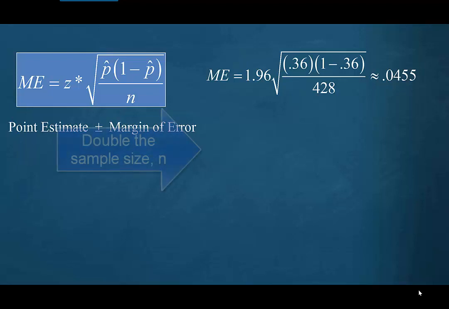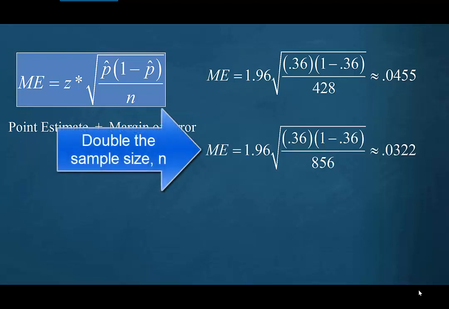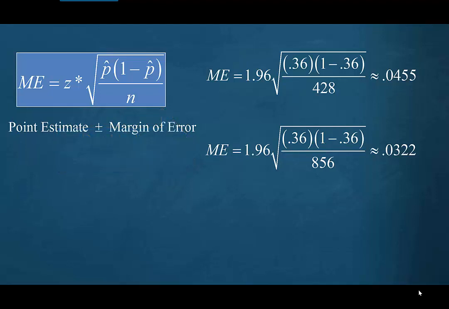So what would happen if I doubled it? So when I double n, I'm dividing by 856 instead of 428. Does my margin of error get cut in half from 0.0455 to 0.0322? No, that's not cut in half.